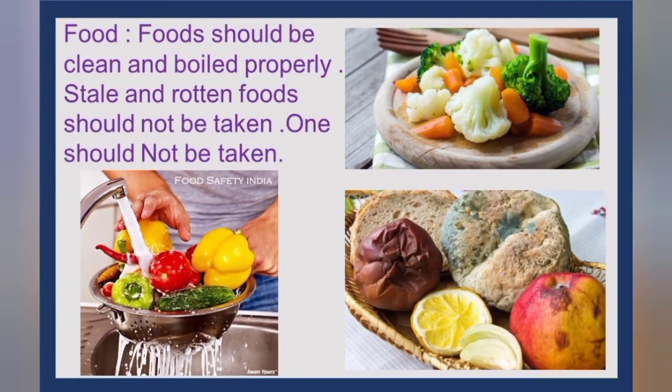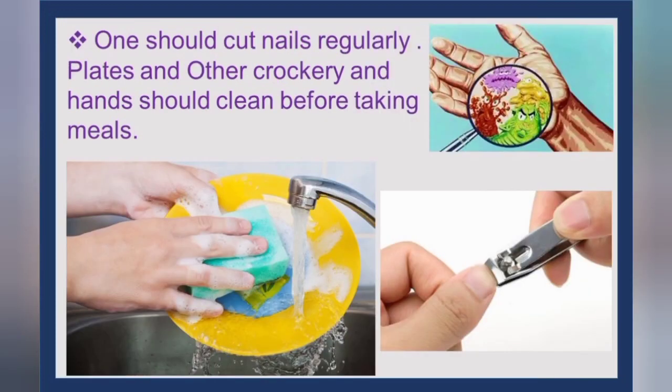Now, foods should be clean and boiled properly. You should clean the food properly, like vegetables and also the meat items, and boil properly also. Stale and rotten foods should not be taken. One should not take this type of rotten or stale foods. Then one should cut nails regularly, whereas plates and other crockery and hands should be cleaned before taking meals.